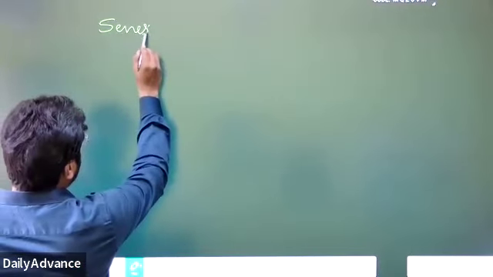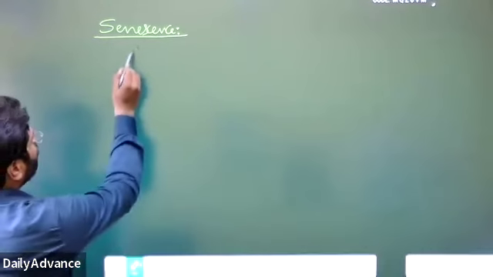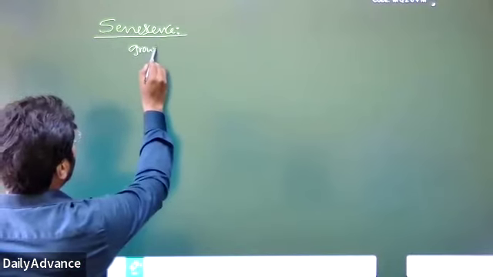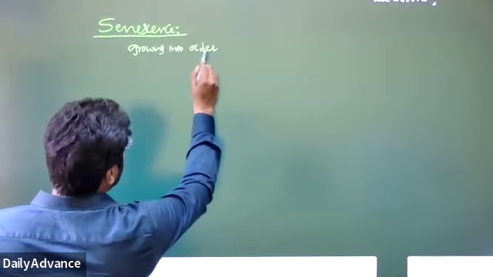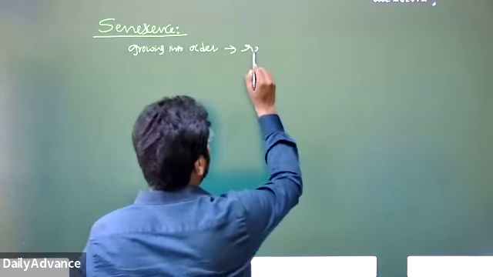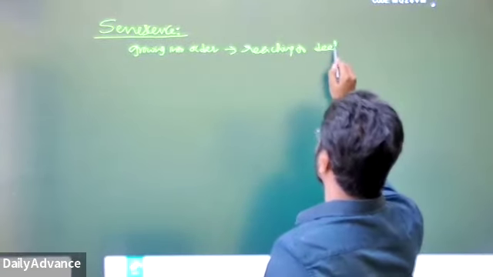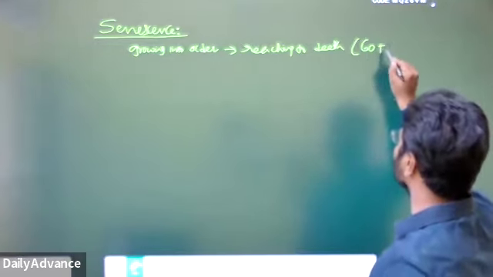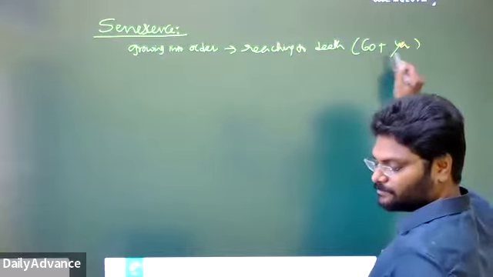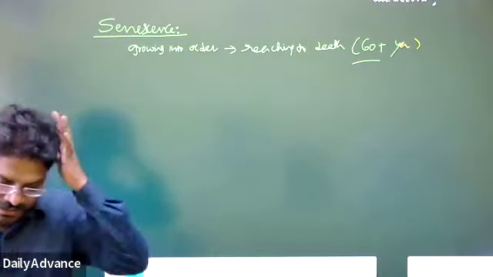So senescence. Senescence means growing into older, so that reaching to death. So it happens after 60 plus years. Generally, at 60 plus years, anytime death might come. So that's why senescence means growing into older and reaching to death.